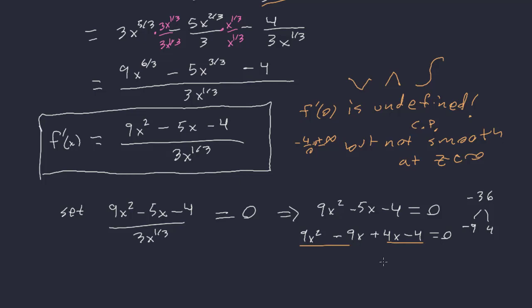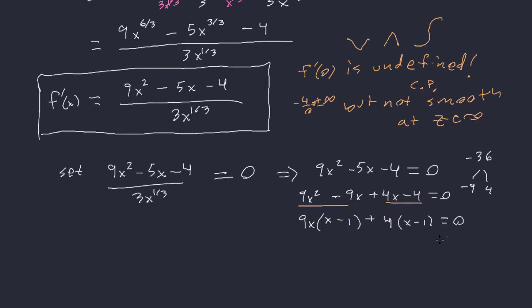All right, so from here now, we factor a 9x out of the first group to get 9x times x minus 1. And then we can factor out a 4 from the second group to get 4 times x minus 1. And then we can factor out the x minus 1, since they both now share an x minus 1. All right, so we end up with x minus 1 times 9x plus 4.